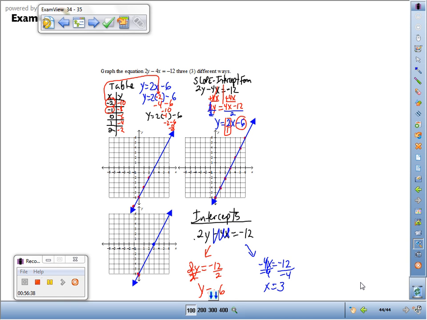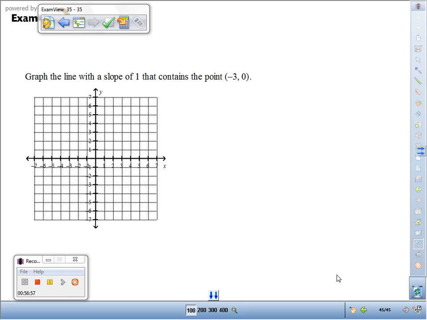How are we doing? Yes? And do we do another one of these? No. Okay, let's go over number 35 and last one. All right, here we go.